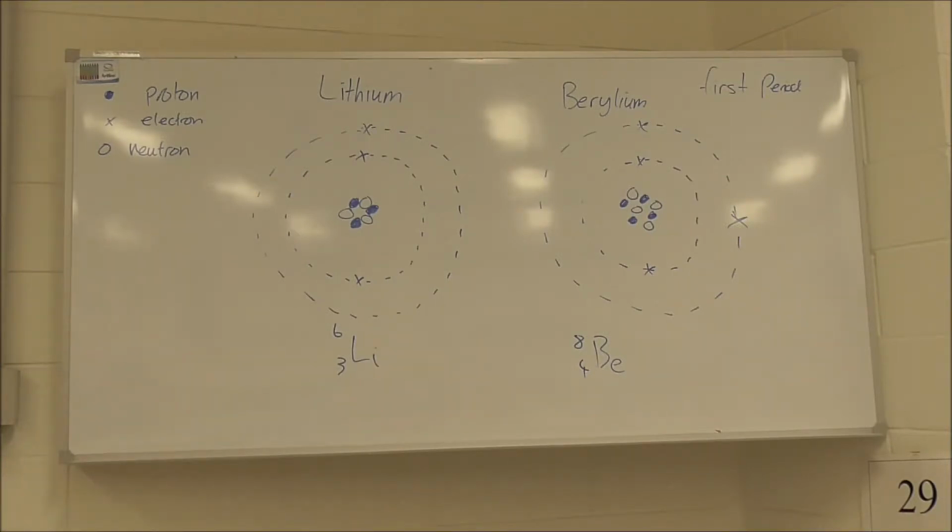We're going to write that up on this board. The number of electron shells in a neutral atom is the same as the period number.